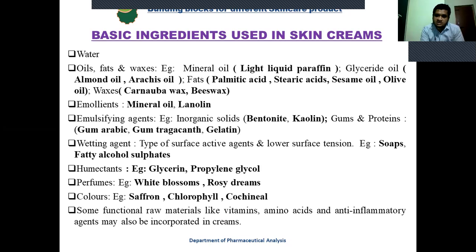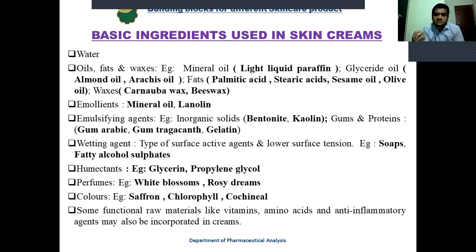wettability of certain substances. Okay, next is the humectant. Humectant is also a very important part. A humectant is a type of substance which will retain the moisture on the skin, and also retain the moisture in the product. Humectant comes from a similar word as humidity, like moisture. So a humectant is a type of substance which will retain the moisture.